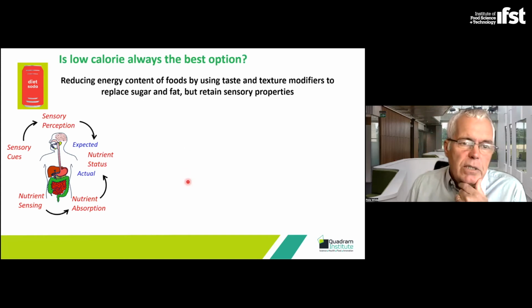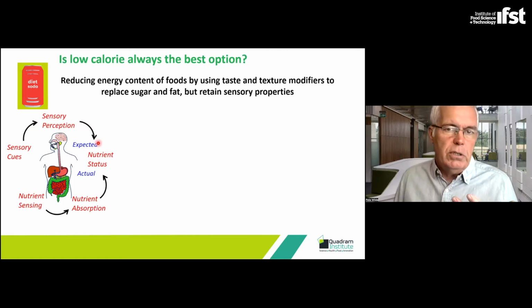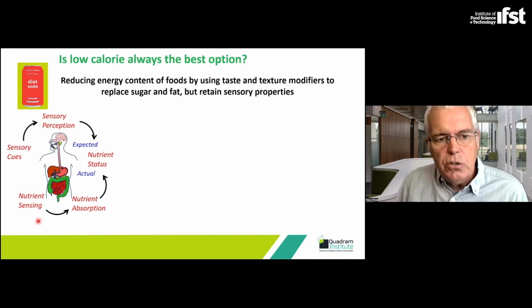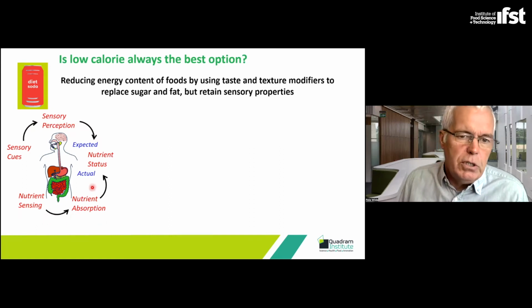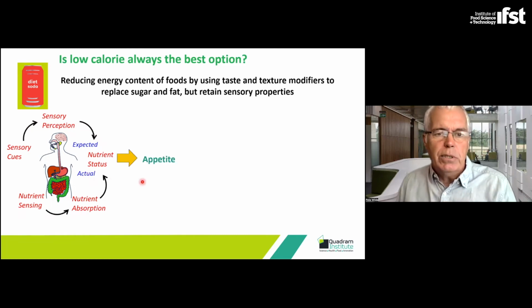The reasoning is that when we consume food, those sensory cues, whether they're sweet or thick or creamy, influence our perception, and we have this sort of expected satiety or expected nutrient intake. Whereas when you actually consume the food, your body senses and absorbs those nutrients, and we get an actual nutrient status. And if there's a mismatch between what we expect and what we actually absorb, then that can influence our appetite response.